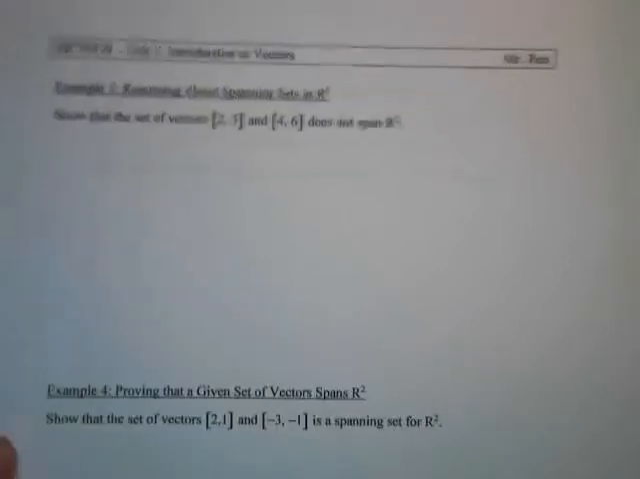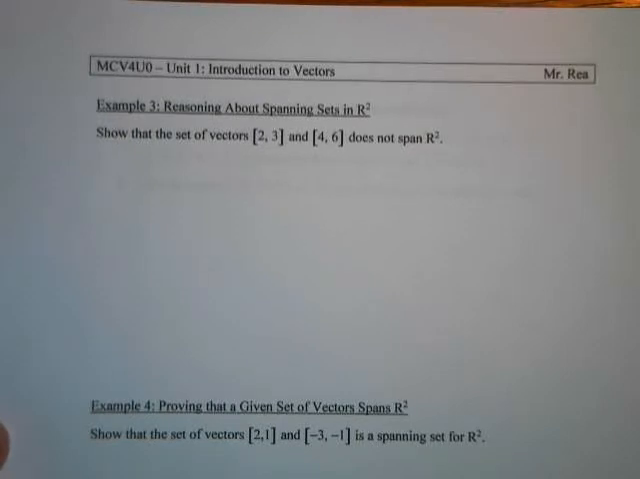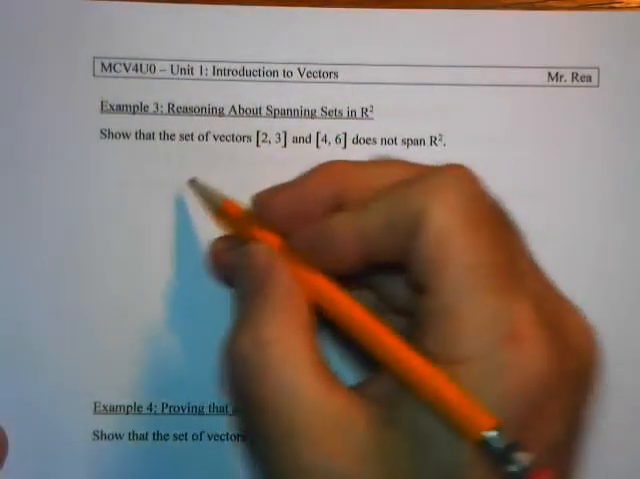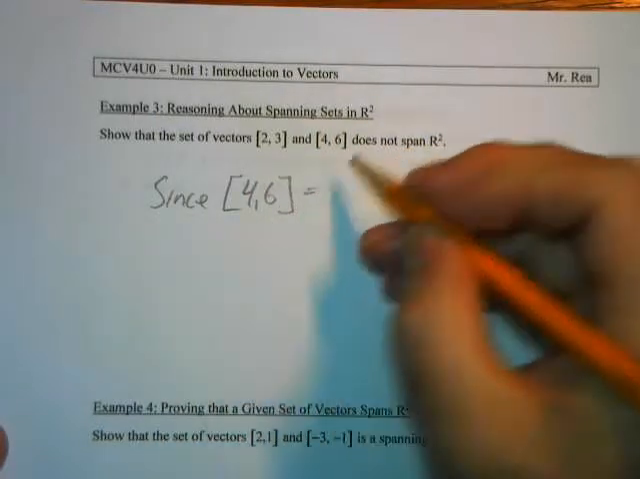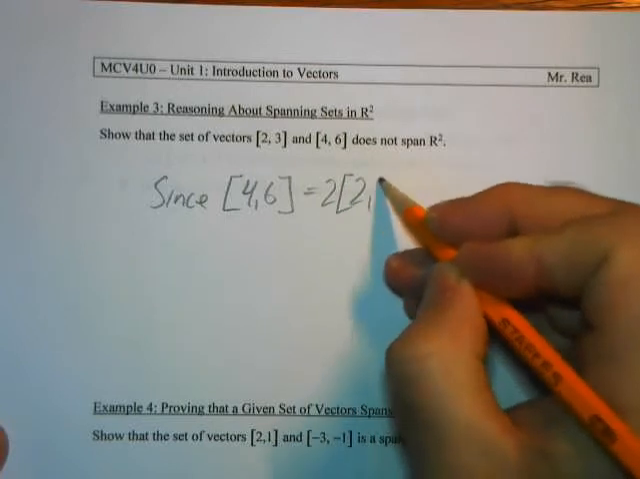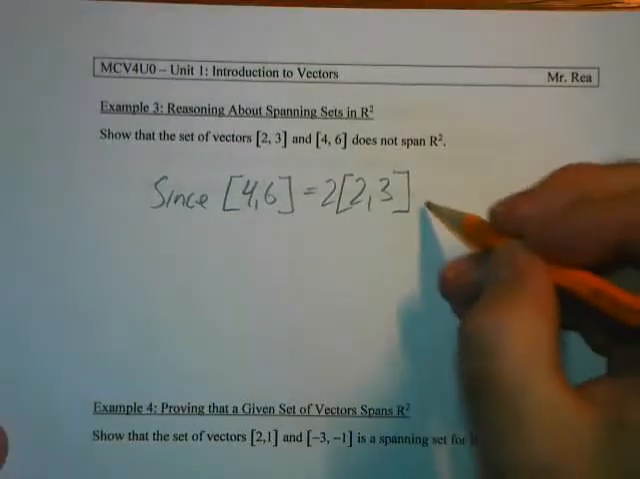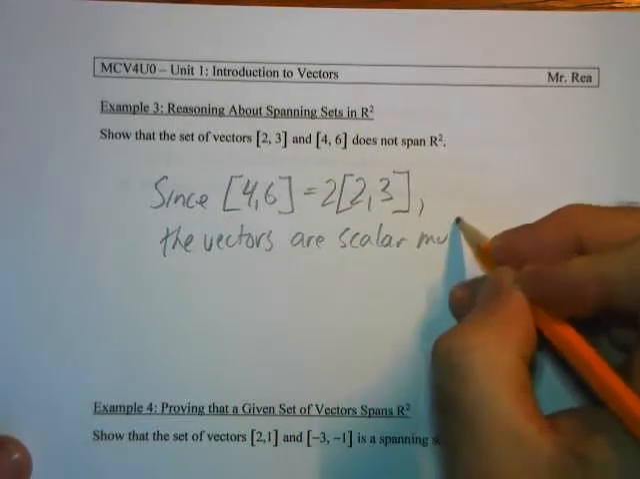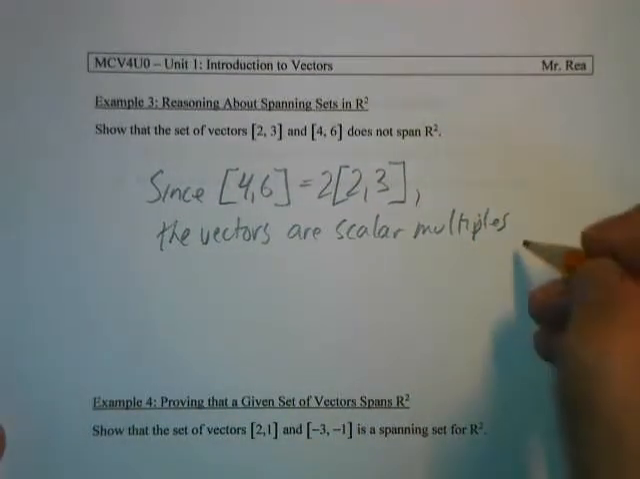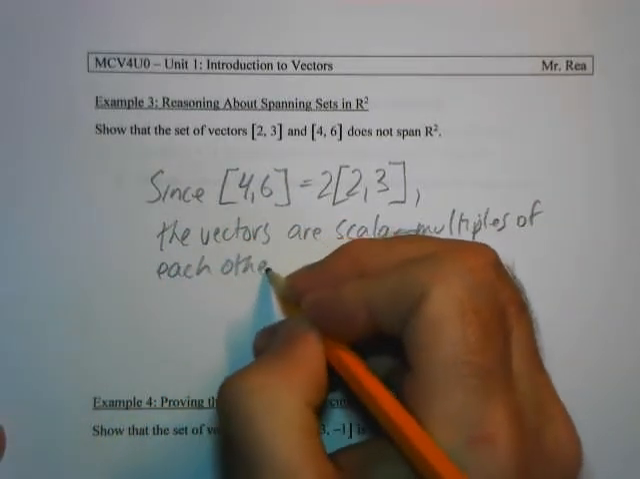Let us try this example. It says show that the set of vectors 2, 3, and 4, 6 does not span R2. And we learned at the first page that any two vectors will span R2 as long as they're not collinear. So we either prove they're collinear or prove they're not collinear, and then we have our answer. So you can see this very apparently, since you can write the second vector, 4, 6, you can very easily see it's a scalar of 2. Since I can write one vector as a scalar multiple of the other, the vectors are scalar multiples of each other, and therefore cannot span R2.